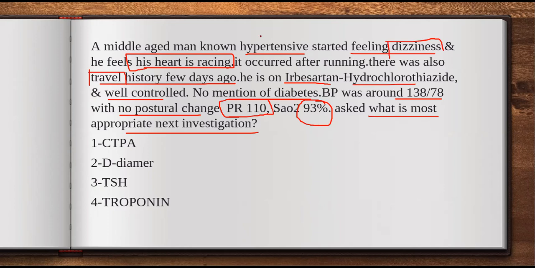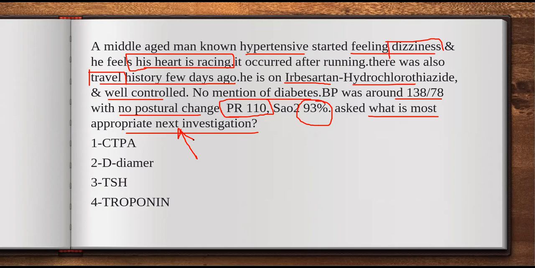So in this case, what do you think this patient is having? Yeah, pulmonary embolism, right? So good. You see that any patient having tachycardia, hypoxia with a travel history and having palpitation, you should always think about pulmonary embolism. And for next investigation, remember, this is the vital part.